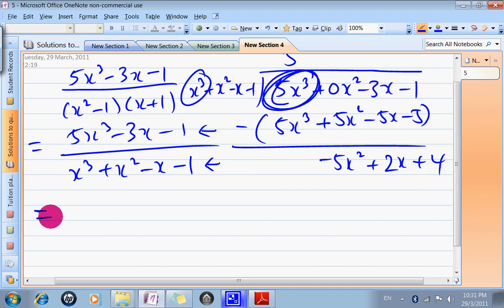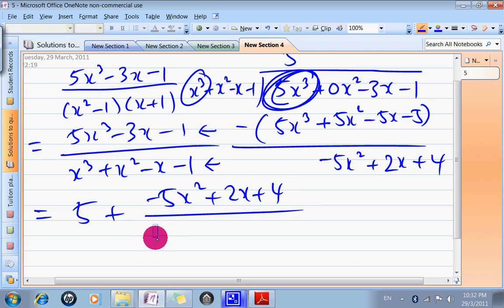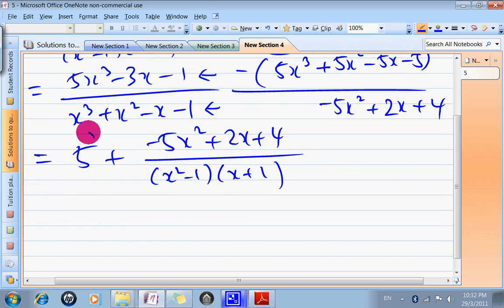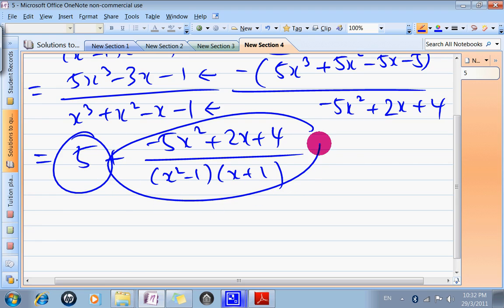So I can write this as equals to 5 plus negative 5x squared plus 2x plus 4 upon x squared minus 1 times x squared plus 1. So this is the integer part and this is the fraction part. You only want to do the fraction part.